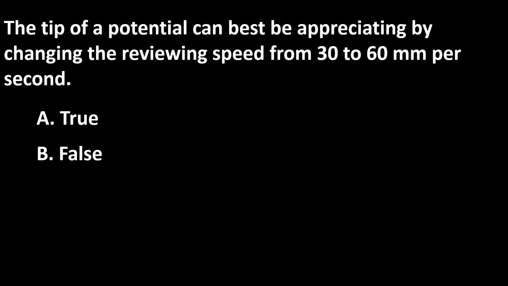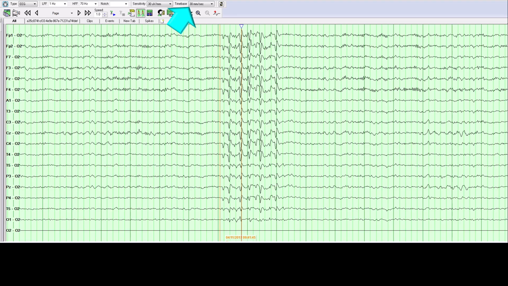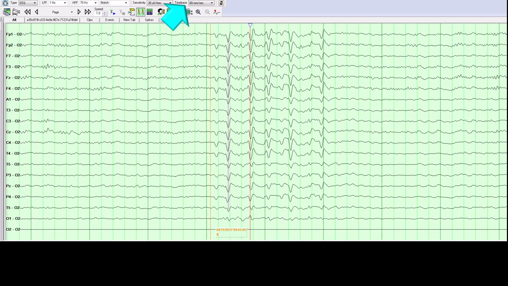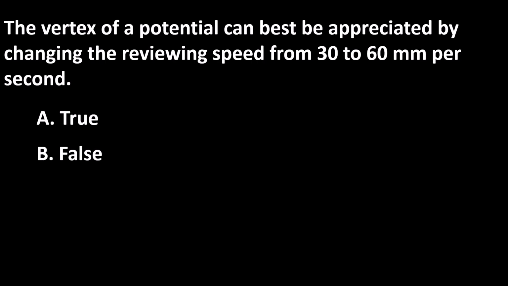Next question. The tip of a potential can best be appreciated by changing the reviewing speed from 30 to 60 millimeters per second. A, true; B, false. This epoch is being reviewed at 30 millimeters per second. The tip of this potential coincides with the tip of this other potential, or at least they appear to do so. Now at 60 millimeters per second, you can see that there is a discrepancy between the tip of this potential and the tip of this other potential. So the answer to this question is true.